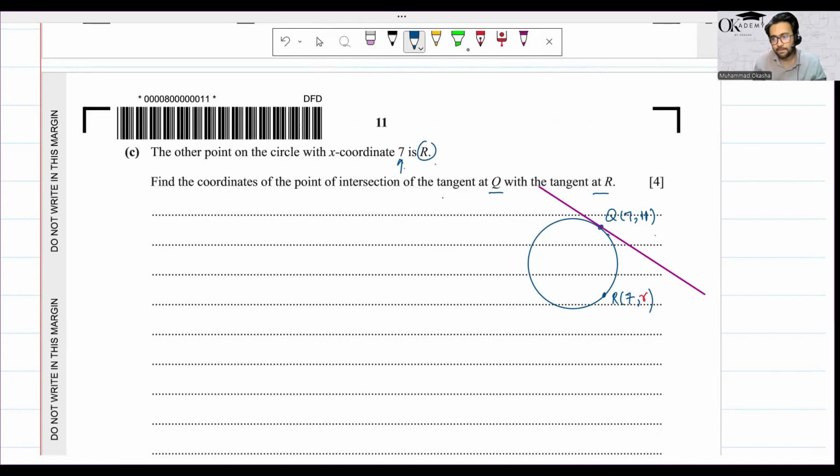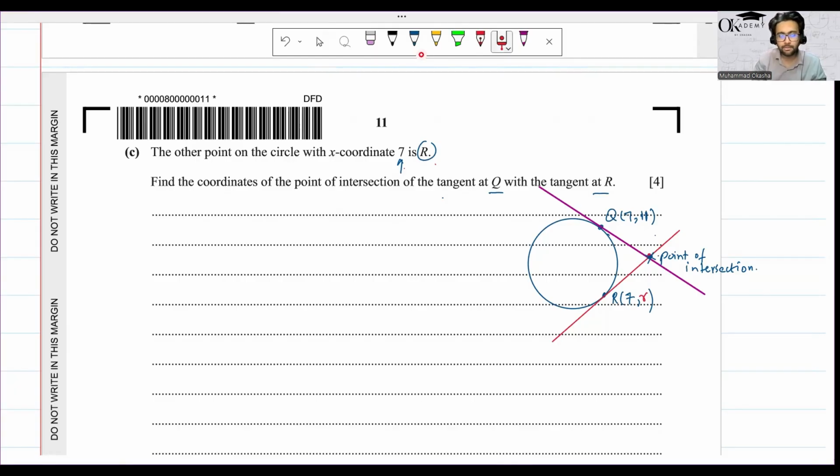So we already have this tangent at Q, right? Let me draw another tangent, which is the tangent at R. And this is the point of intersection I am interested in. This is what I need to find out. Point of intersection of tangents. So let's see, how do we do that? Well, first I need to know the value of r.